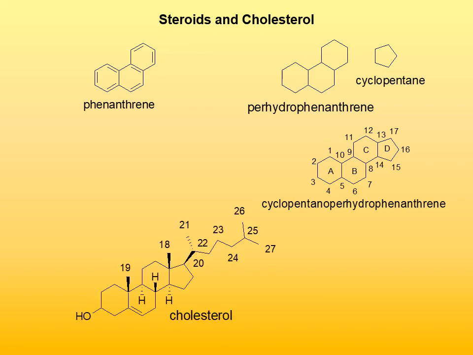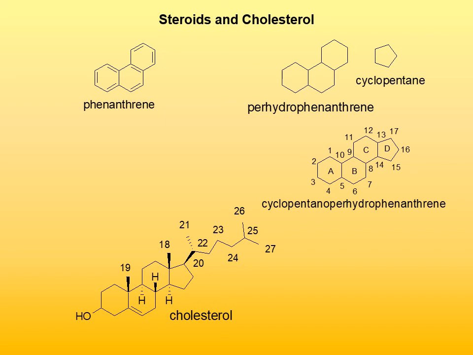In animals, the most important and the most abundant steroid is cholesterol. And here is the structure of cholesterol and the numbering of substituents on cholesterol. In a membrane, the cholesterol molecule is oriented parallel to the fatty acids of the phospholipids, and the hydroxyl group interacts with the phospholipid head, with the polar head.